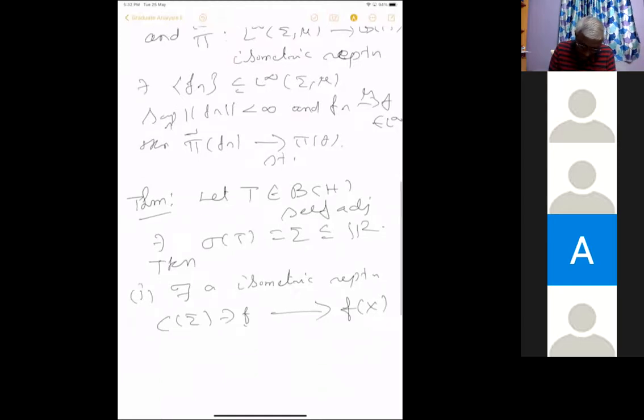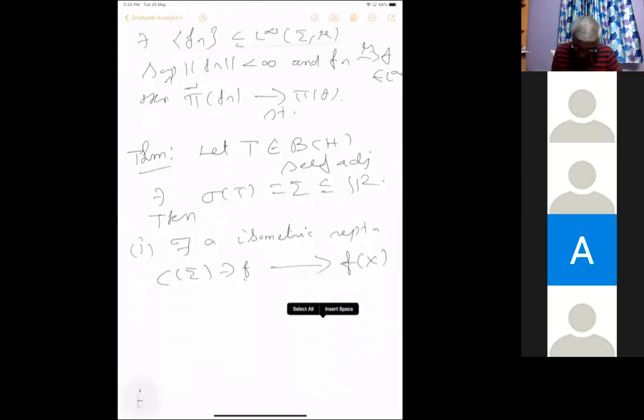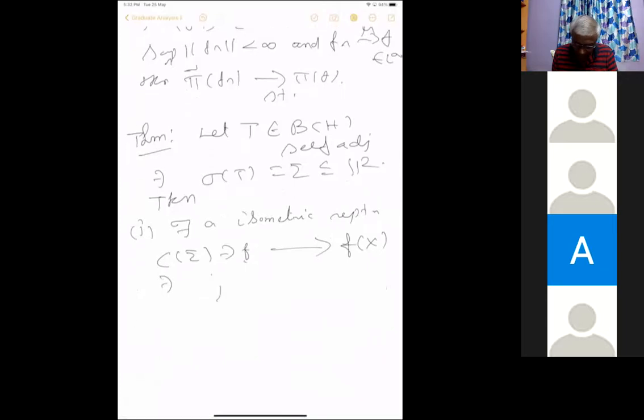There exists a unique isometric representation such that, I don't know whether I missed some things. So f0 of x equal to x, where f0 of t equal to t. Okay.